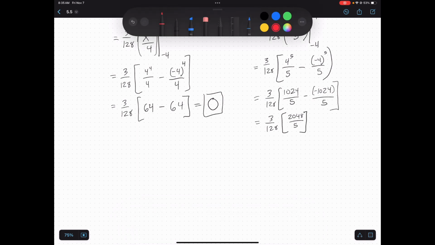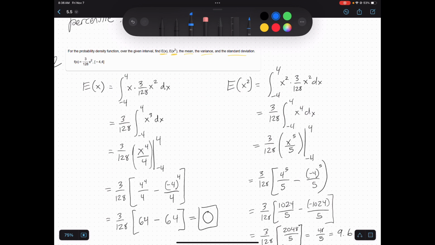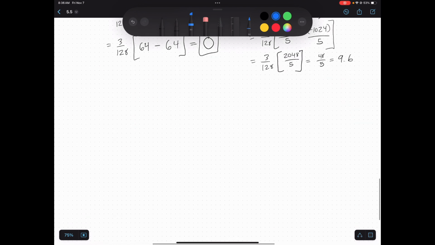Well, 128 actually goes into 2048, so this simplifies kind of nicely. I get 48 over 5, and that's my E of x squared. I'm going to write that as a decimal. It's 9.6. And now I'm ready to figure out the more applicable values. What's the mean? What's the variance? What's the standard deviation? All of these can be solved for using these values that I just calculated.